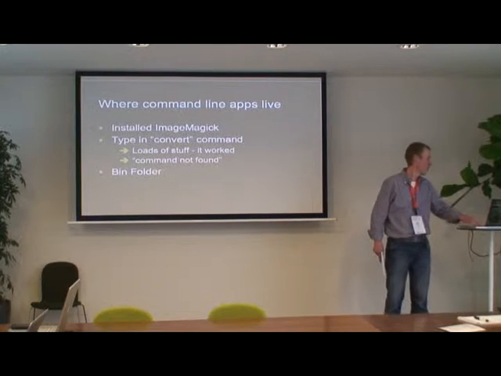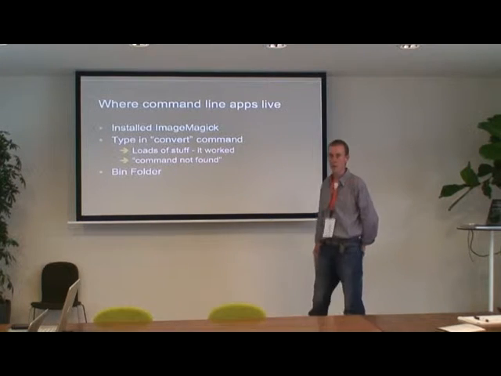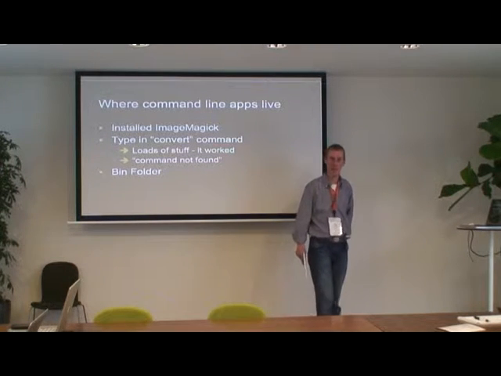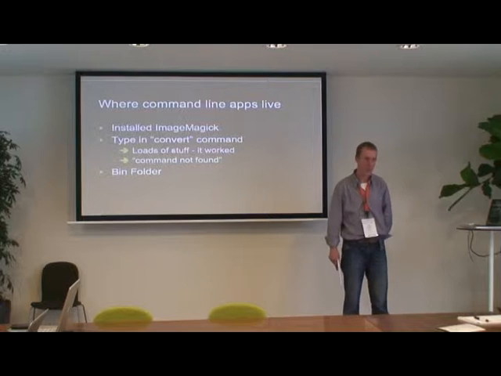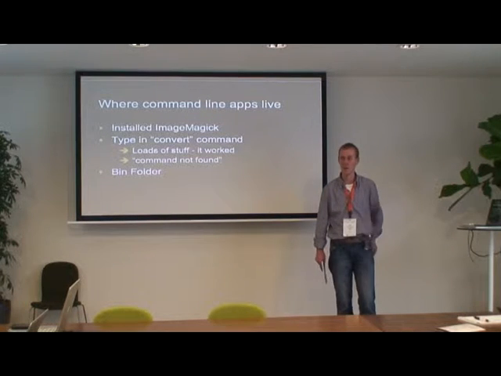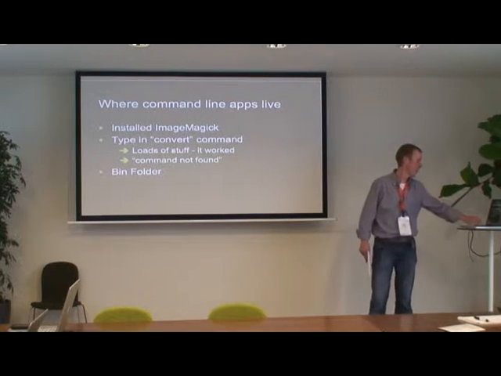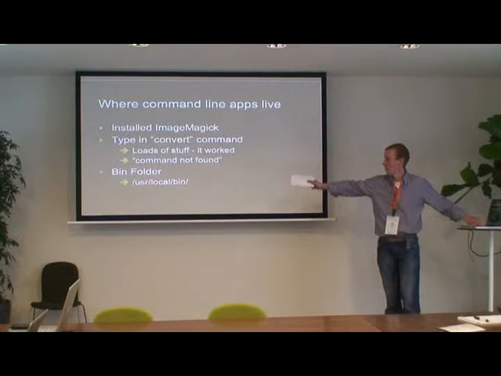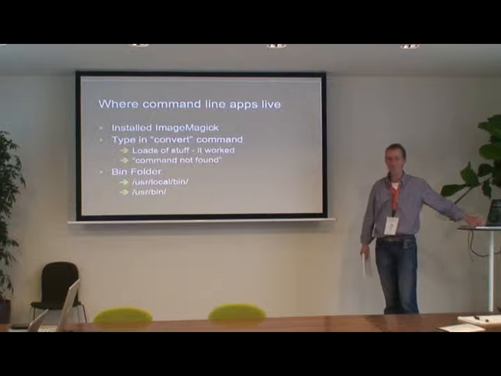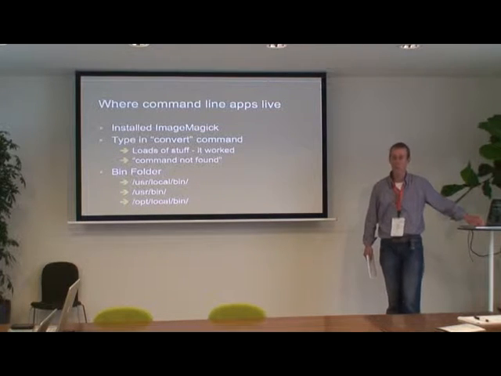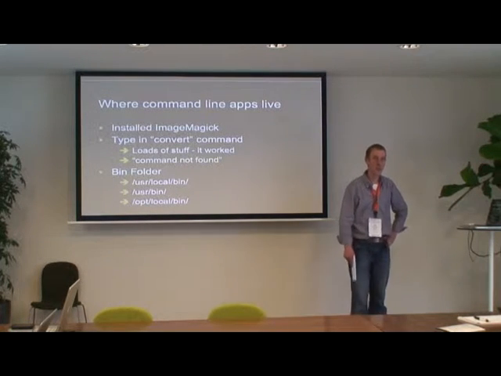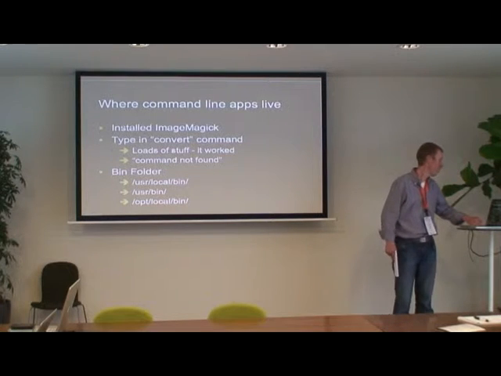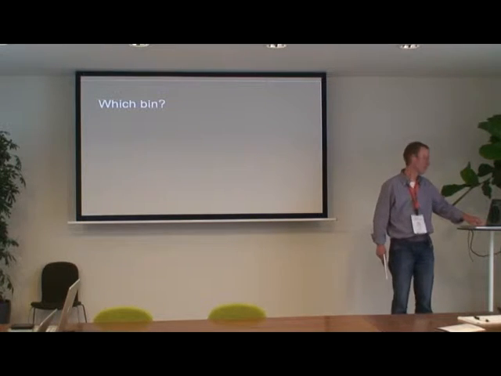And what you need to find out is, command line applications usually get installed into a bin or binary folder. Now the problem is that there's more than one of those on the file system. For example, it could be in /usr/local/bin, could be in /usr/bin, could be in /opt/local/bin, could be anywhere. There's loads of them. So you need to find out where ImageMagick was installed, and which one of these it is. So that's a good question.